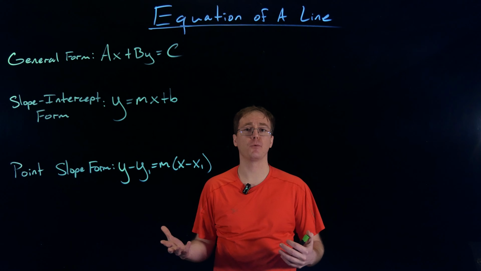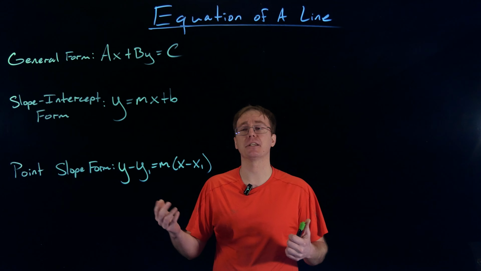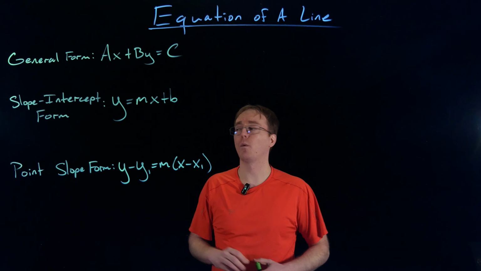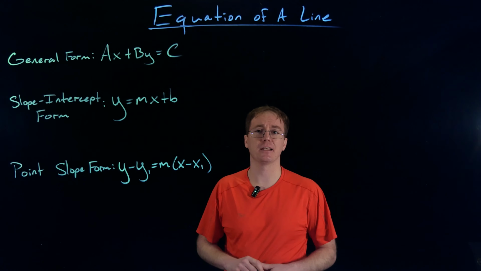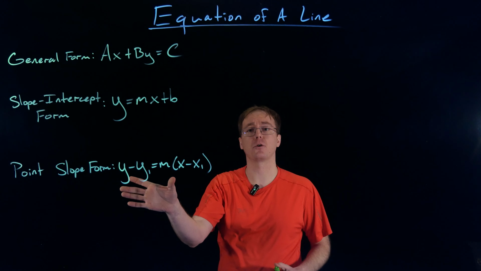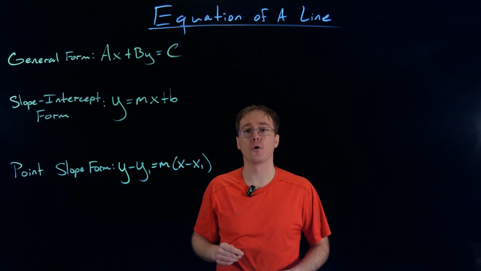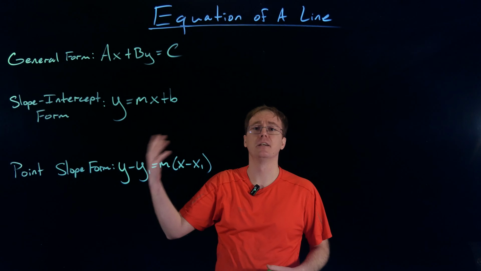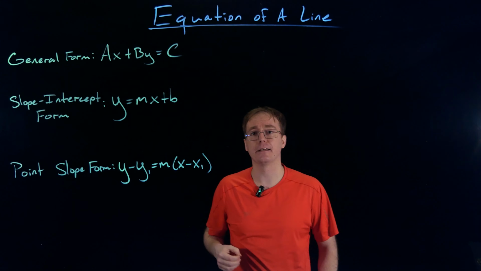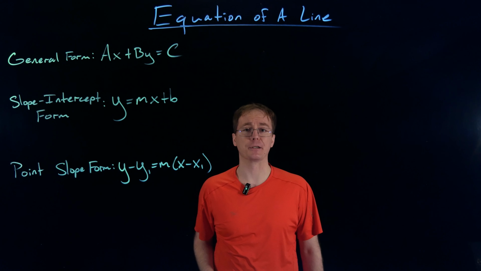We call this the general form because any line can be expressed using this equation, while not every line can be expressed using our other forms. It's kind of a technical detail, but technically we cannot express vertical lines using these other two forms. But this general form can represent vertical lines, horizontal lines, slanted lines. Literally any line can be represented by that general form equation.